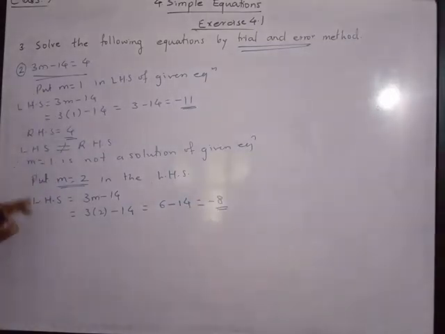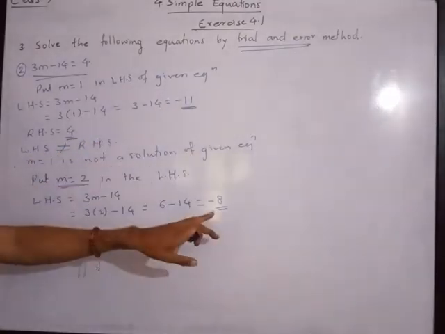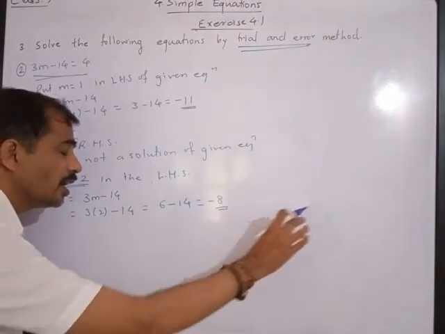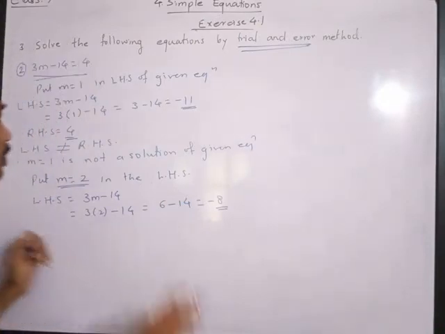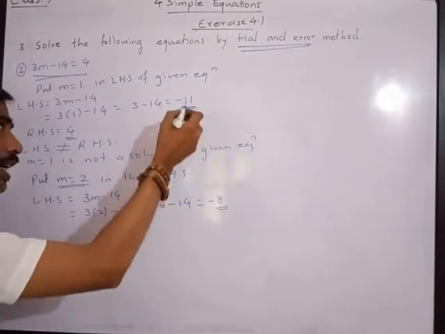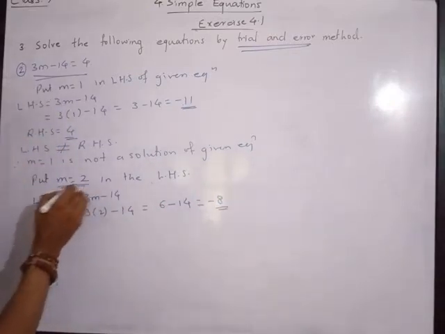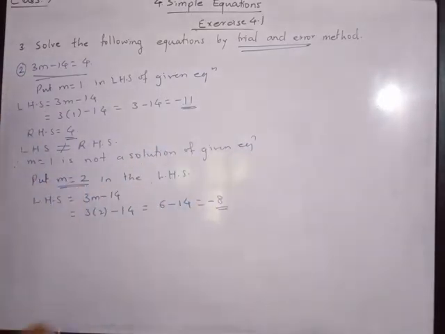Please note, the earlier answer was negative 11. Now we have got negative 8. We are coming nearer towards 0. We must get LHS equal to RHS, or we must get 4. We are approaching the 4. This negative 11, negative 8, we are moving towards 4. And instead of taking m is equal to 3, since we are approaching very slowly, I will take m is equal to 4 directly.